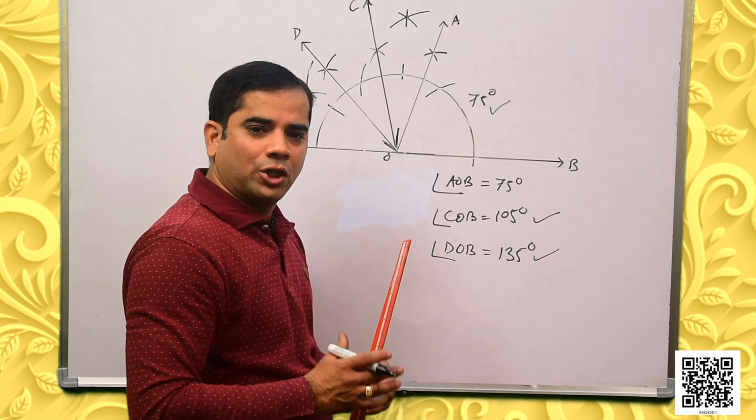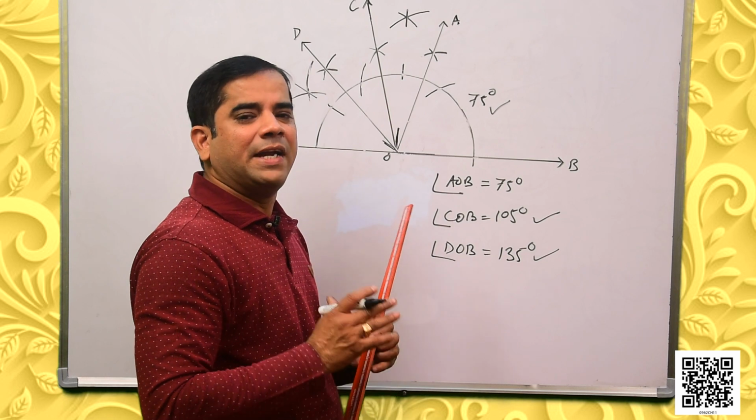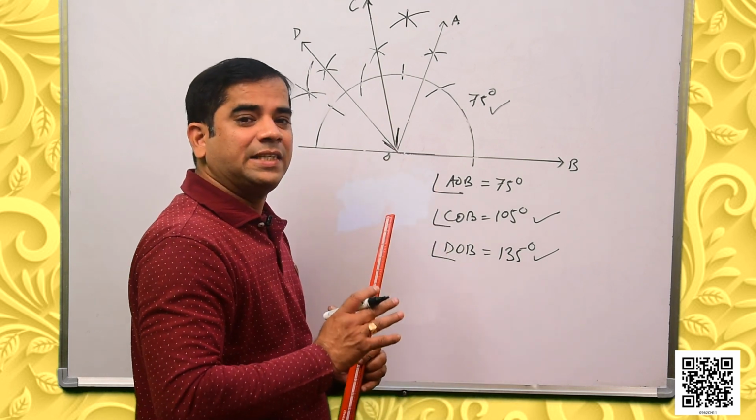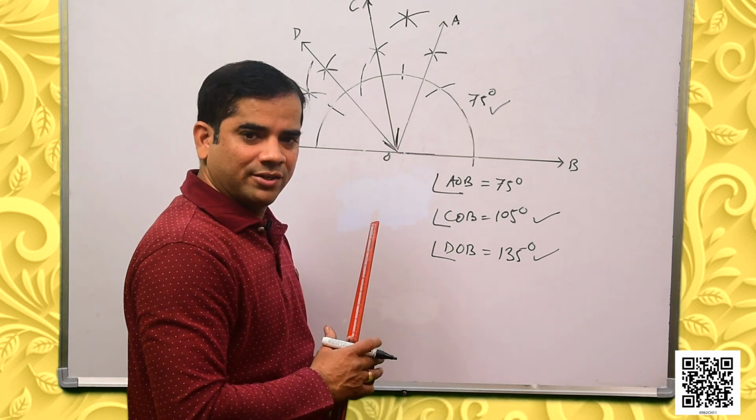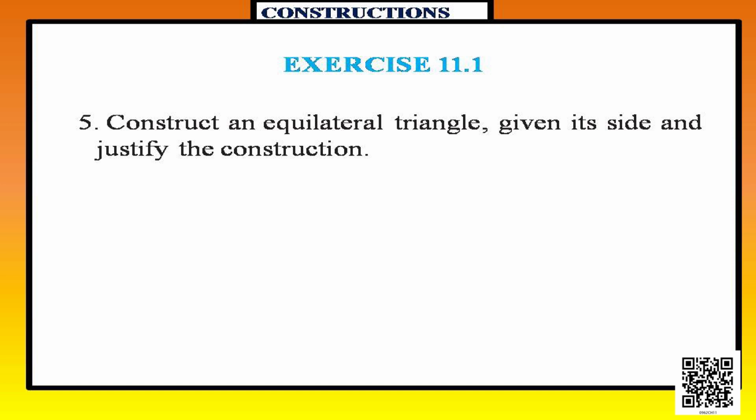Okay, you need not bother about the main arc value. The main arc value can be different, but the procedure is same for the construction. Okay, hope you understand. Students, let us now discuss question number 5. It says construct an equilateral triangle given its side and justify the construction. Okay, no data for the side of the triangle is given, so we can have our own data.